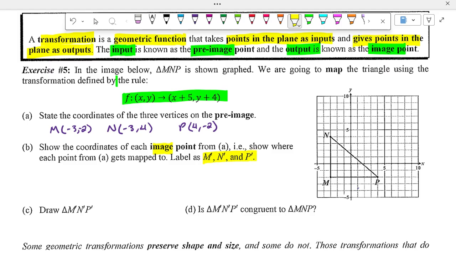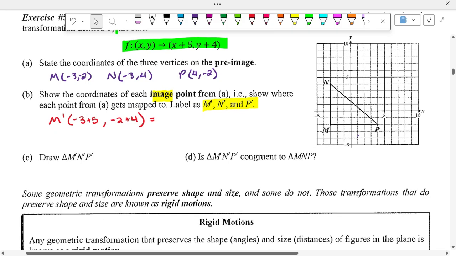So again, the image we label as M prime, N prime, and P prime. Remember, prime means that's the point that we get after we do the transformation or do the rule. So all we're doing for each of these is just adding 5 to the x and adding 4 to the y. So that's how you would set up M prime. So -3 plus 5, -2 plus 4. So what would the new point be for M prime? So what's the new point for M prime if you complete the rule?